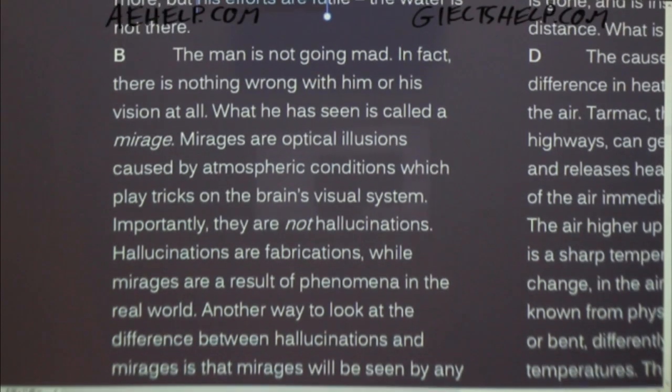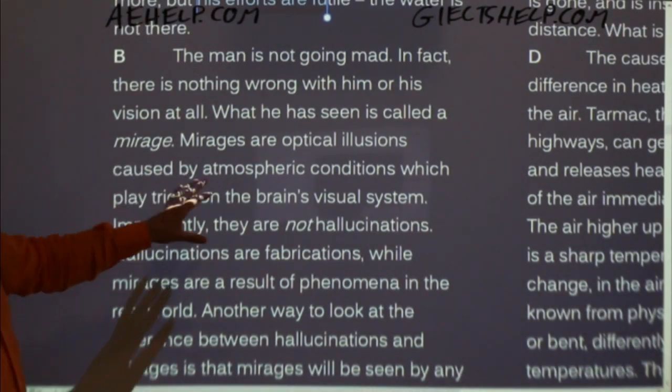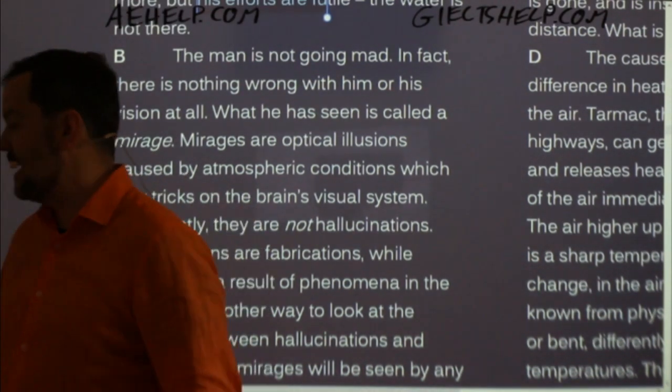Okay? So, what is this paragraph about? What is paragraph B about?